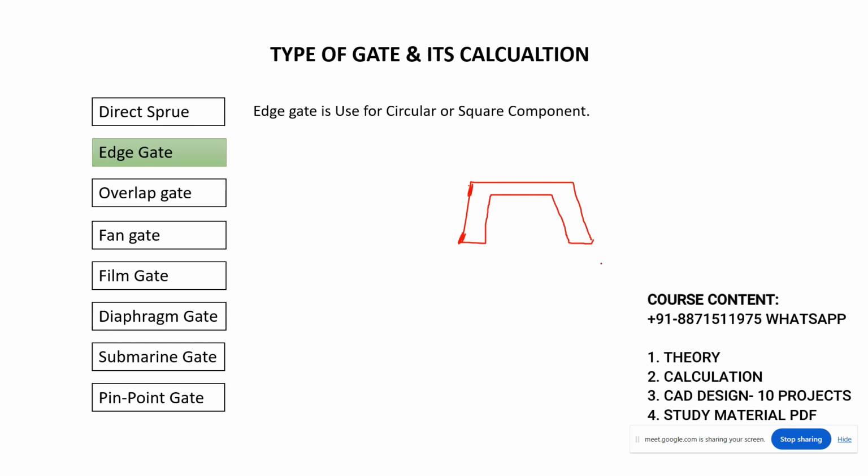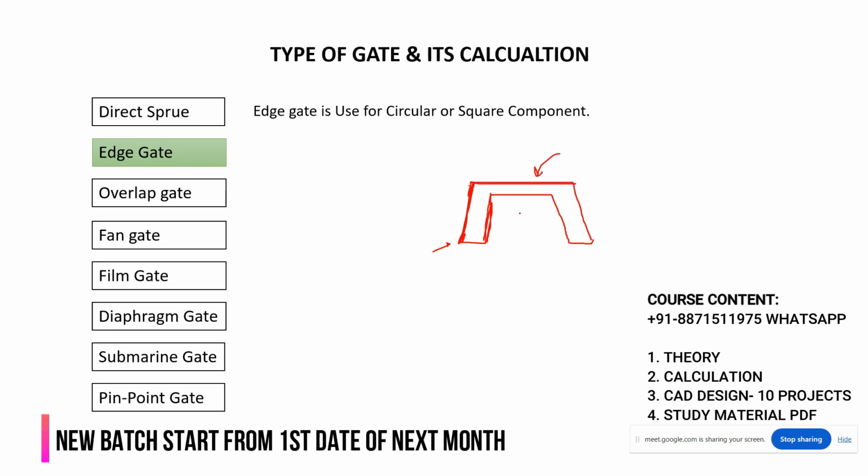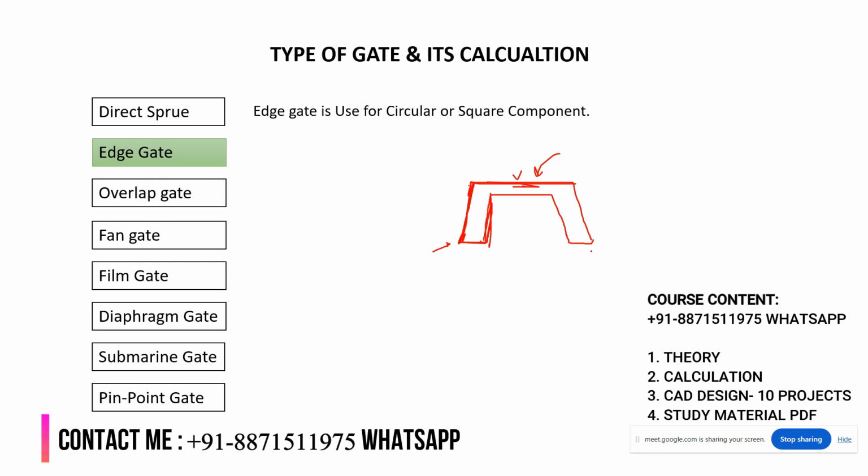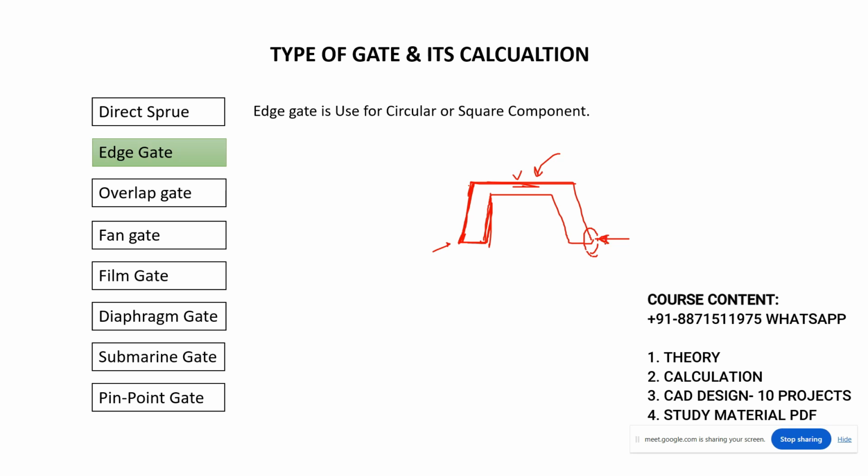For example, this is the component you have, and the customer tells the designer, sir, this surface and this surface are very important for us, and this upper surface is very important for appearance purposes. And this is the only way from where you can feed the material. So that's why we have to take the edge gate here. Understood or not?